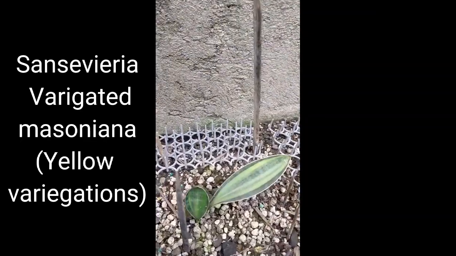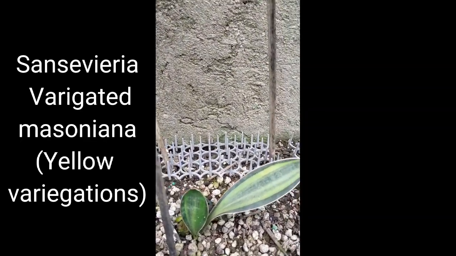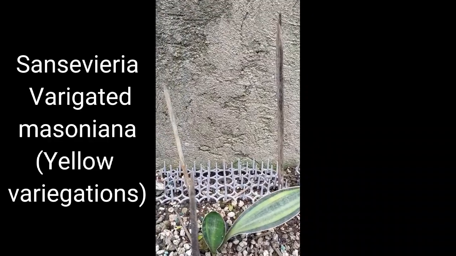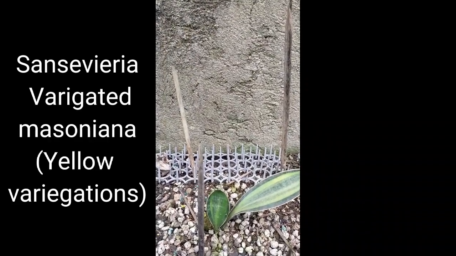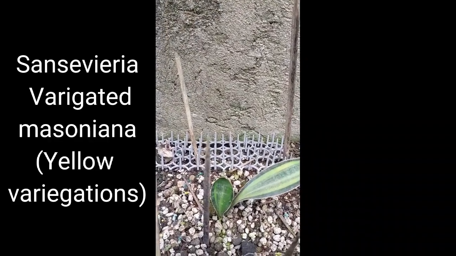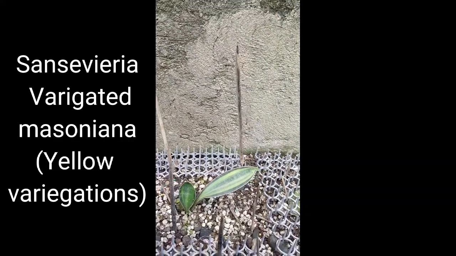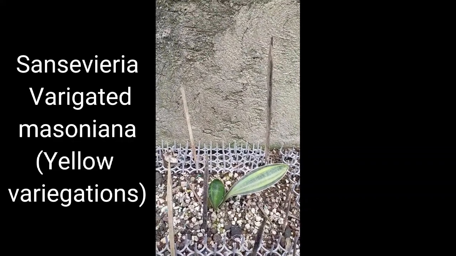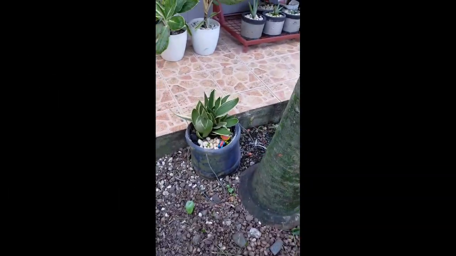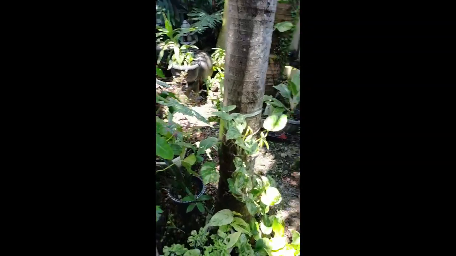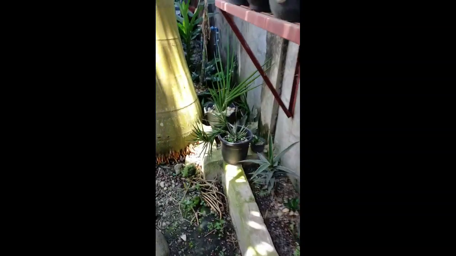Here's another one. It's a small masoniana. It's also variegated. Something's wrong with its growth. Maybe it's the location. It's not getting any light to grow larger. Okay, so we'll move on. I don't know where I have planted my other masoniana, so we'll go around.